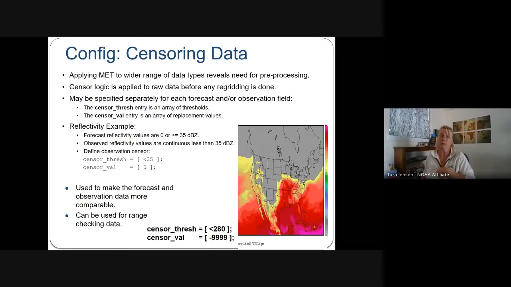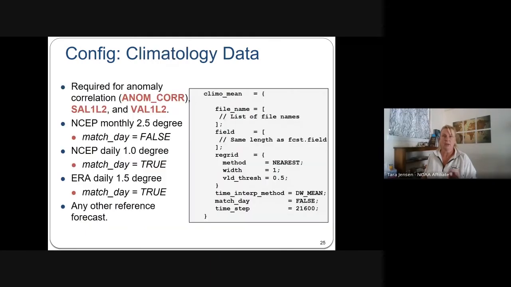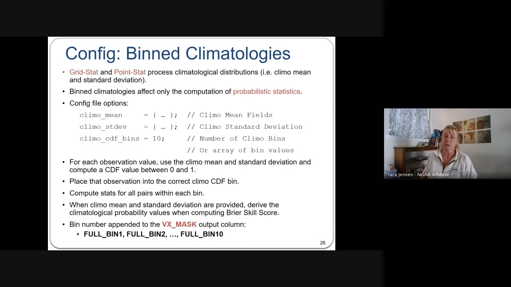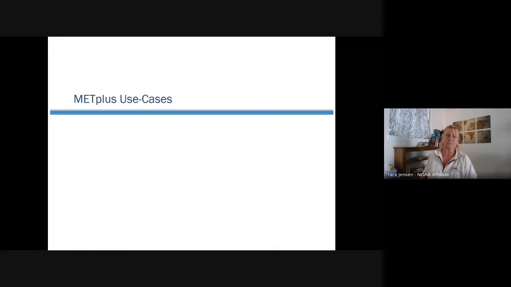Censoring data can be a really powerful way to stratify your data for evaluation purposes. Also, I wanted to point out that we do have climatology data and support for climatology for computing anomaly correlation. Once again, we're going to go into more depth on this, but here's basically how you would set up the climatology. We also support binned climatologies if your institution uses that for computing statistics, especially for ensemble prediction.